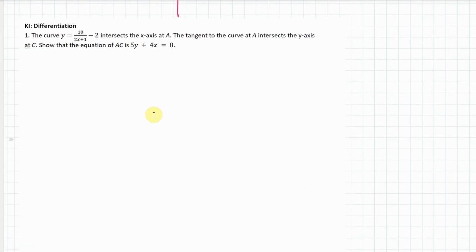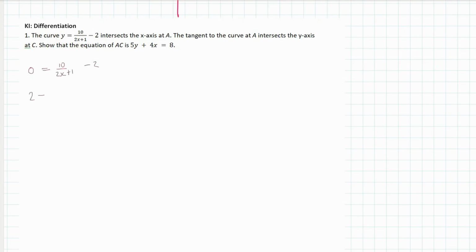Okay, so the final one is a differentiation question. This curve intersects the x-axis at A, the tangent to the curve at A intersects the y-axis. Okay, so let's find out where this curve, first of all, intersects the x-axis. So it does when 0 equals 10 over 2x plus 1 minus 2.